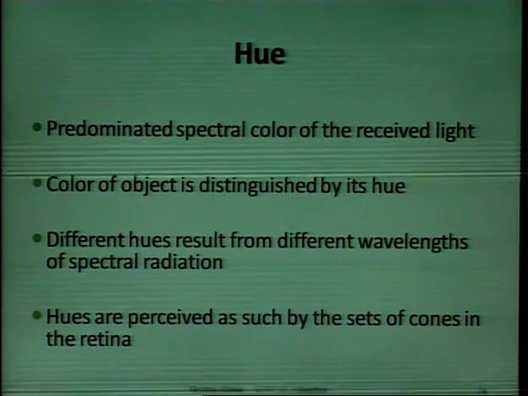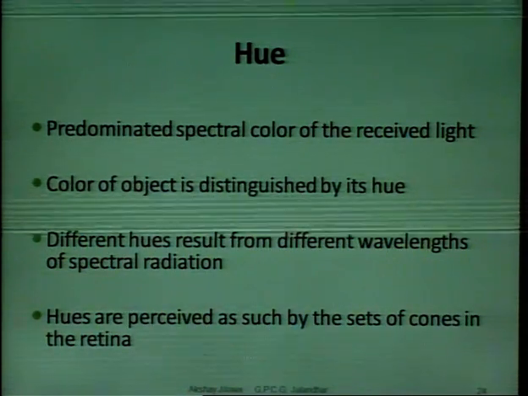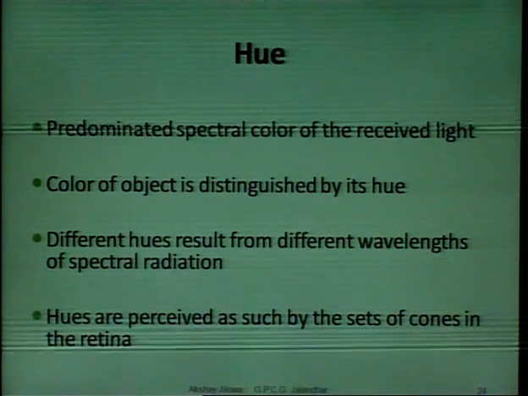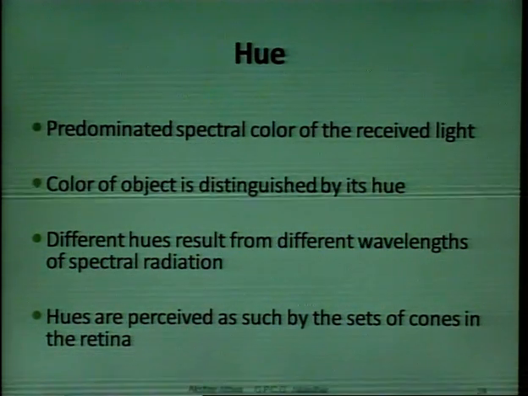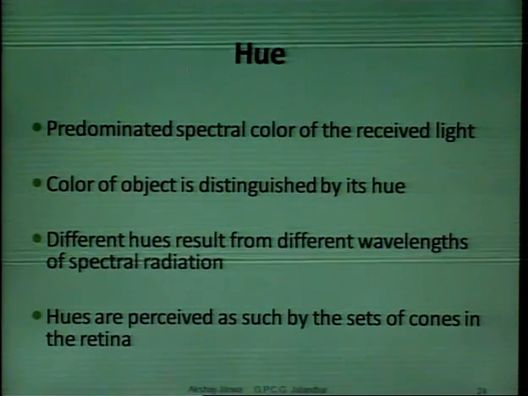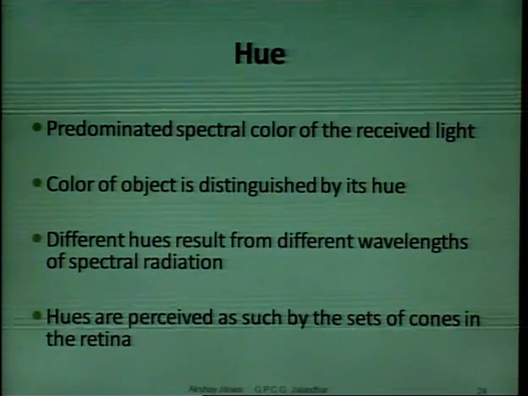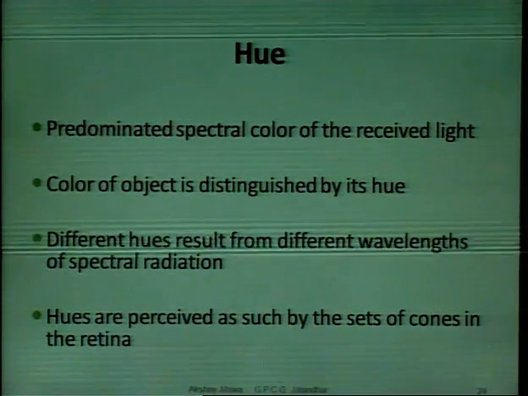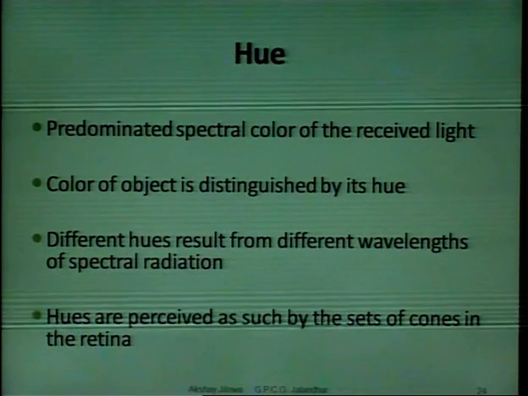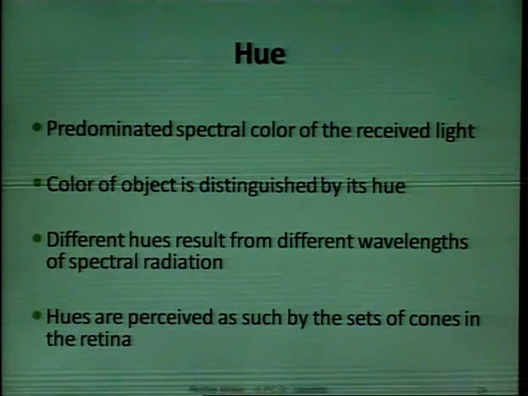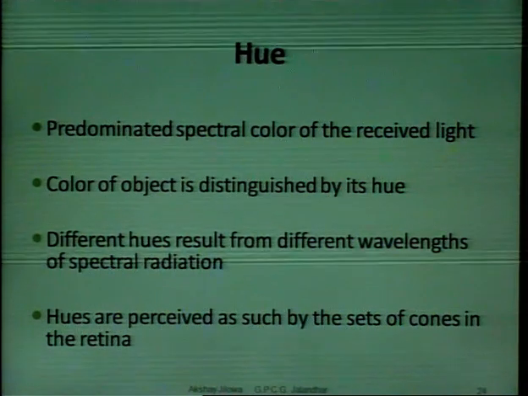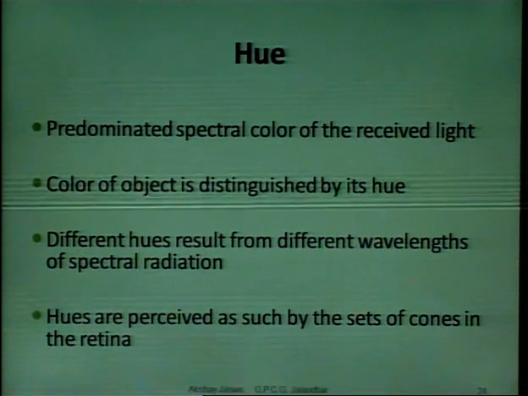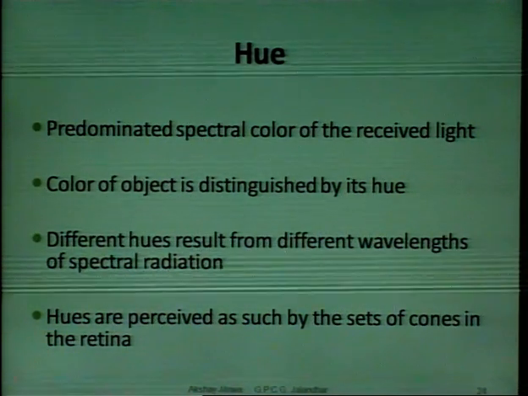Where does the hue come from? It comes from the wavelength of spectral radiation. Hues are perceived as such by the sets of cones in the retina. There are three cones in the retina, and they are placed in the form of a triangle, that is the set. Their combined result is the color whatever we see, and the hue is also the resultant of the combination of those three cones.